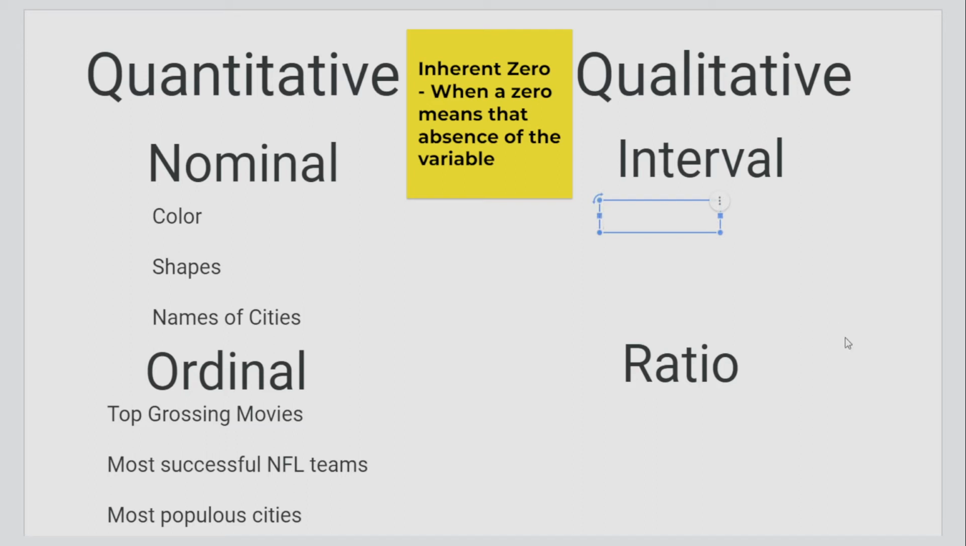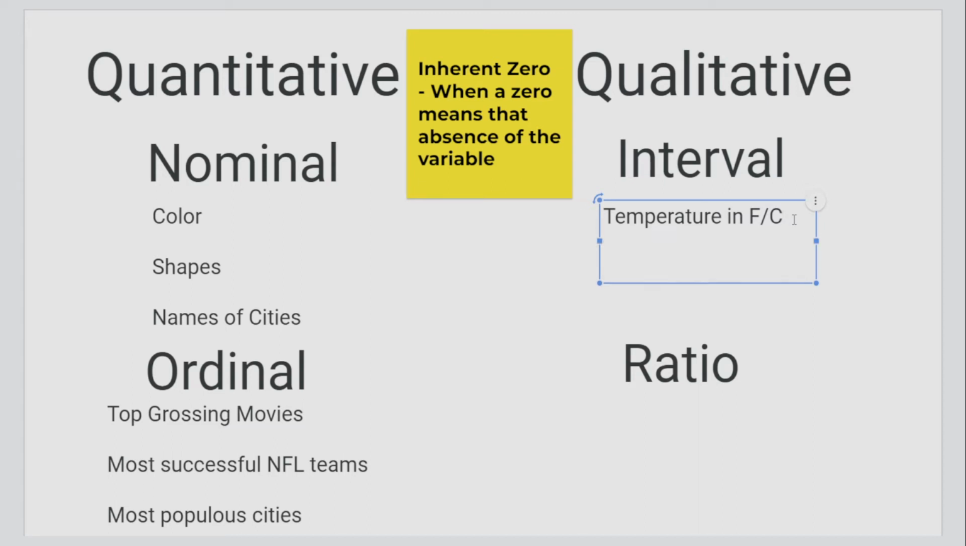Now, interval. Interval levels of measurement do not have an inherent zero, which means that at zero, it doesn't mean that there is none, right? The best example of this is temperature. Is temperature in Fahrenheit or Celsius? Because when we're at 0 Fahrenheit or 0 Celsius, that doesn't mean that there's no heat at all, right? You can still go into the negatives.